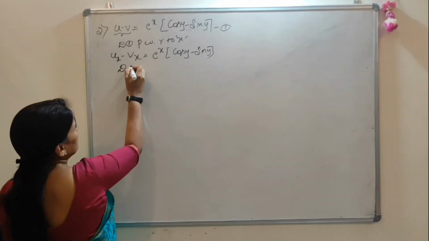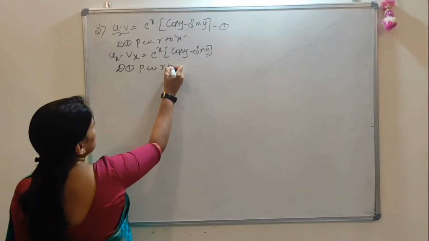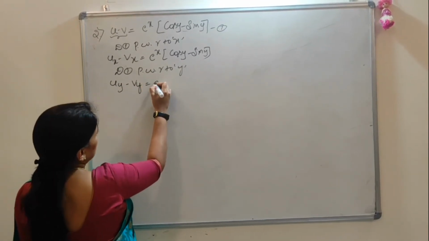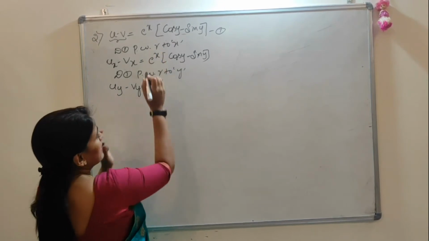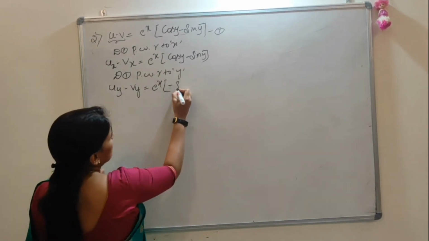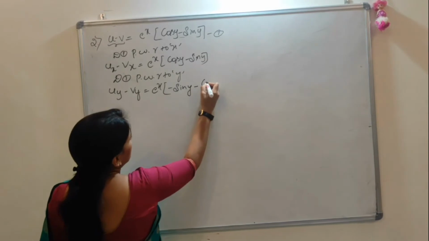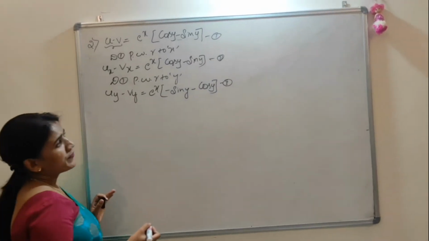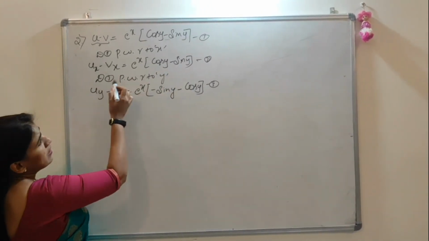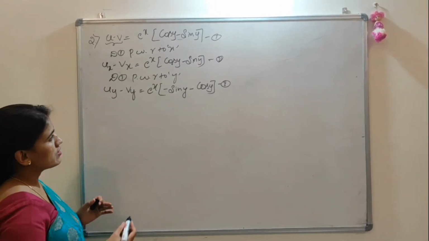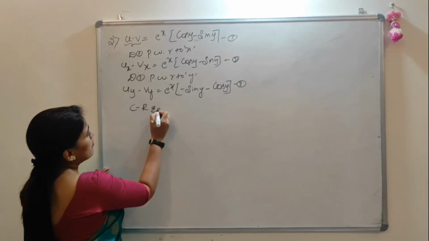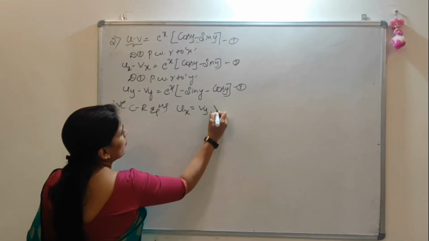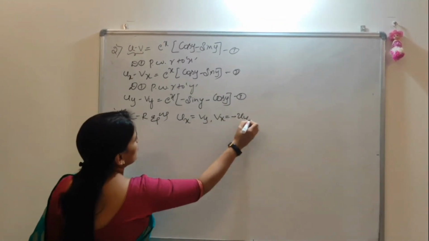Next, differentiate equation 1 partially with respect to y. So uy minus vy is equal to, differentiating with respect to y means x is constant, so e power x is constant, and cos y gives minus sin y, sin y gives cos y. I will call this equation 2 and equation 3. After that, we have to convert 2 and 3 into simultaneous equations by using the CR equations. We have the CR equations, ux is equal to vy and vx is equal to minus uy.